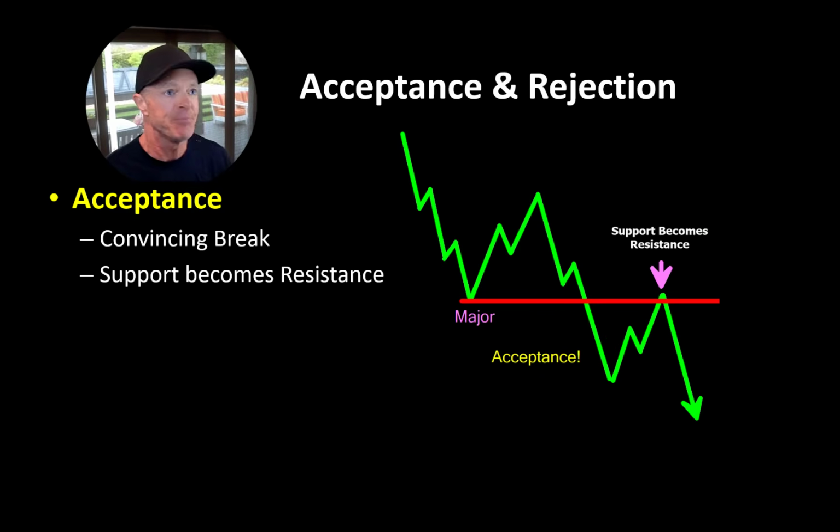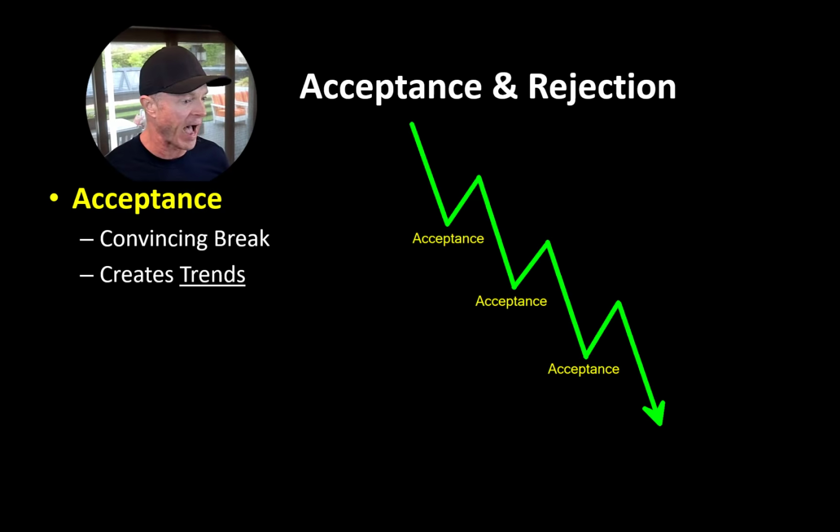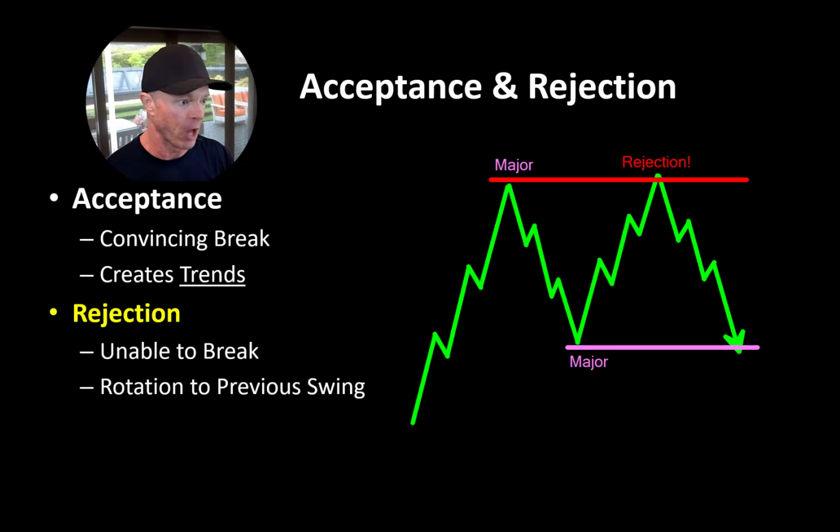That makes sense, right? On the flip side, if I see a convincing break going through a major swing low, in this example, that tells me now that sellers are accepting lower prices. And that major support then becomes resistance on the opposite side. If sellers keep accepting new lower lows, it creates a bearish trend, right? Lower lows, acceptance, we have ourselves a trend. Pretty simple idea, right? But let's keep going though.